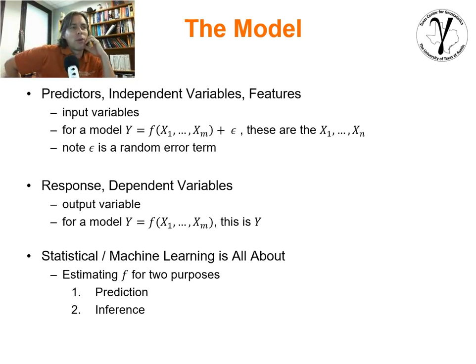So let's talk about the problem. We have predictors. They're also known as independent variables. They're features. They're our input variables. And so we imagine that our machine is simply a model of y is equal to a function of x1 through xm.